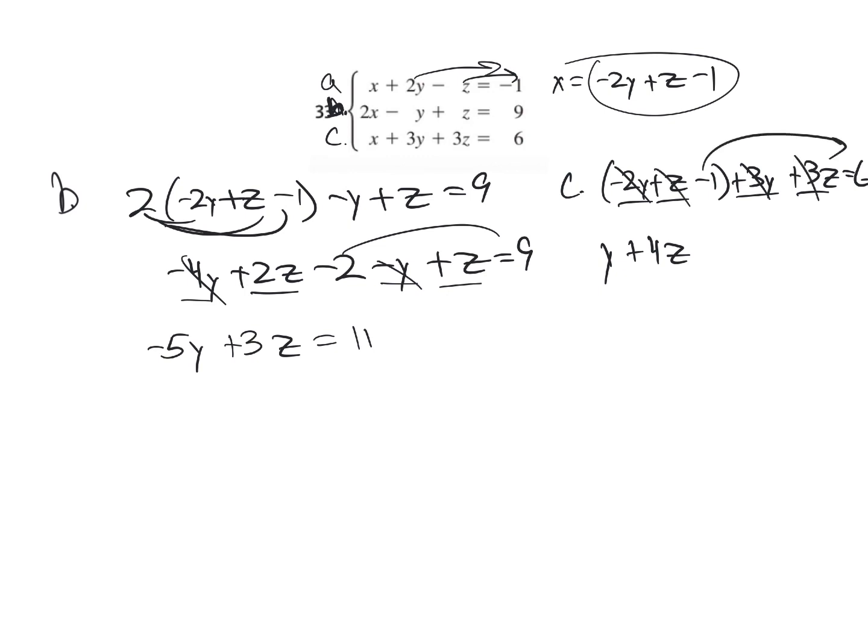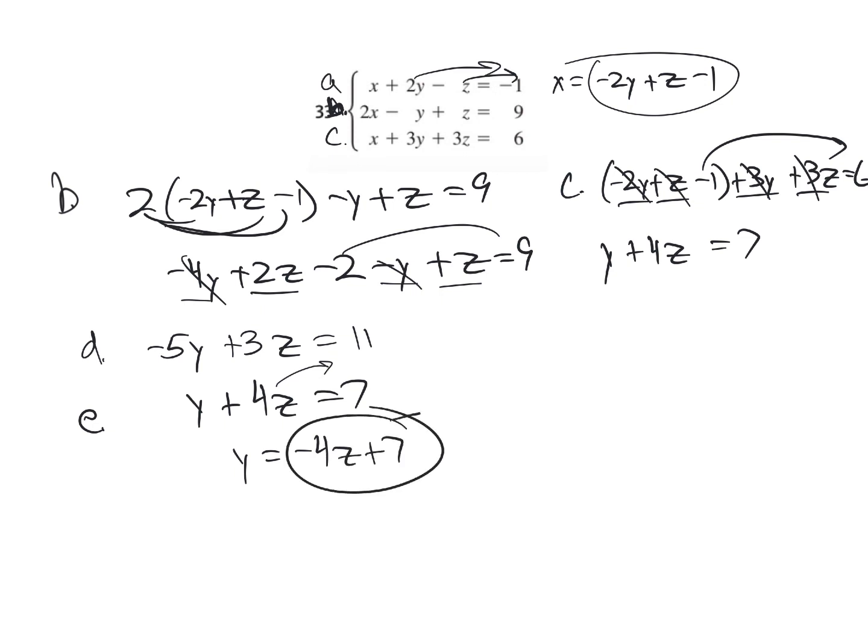And we'll add 1 to the right side, that's 7. So now we have 2 equations and 2 unknowns. So I'm going to solve the second one. We'll call this D and E. Let's solve E for y. Let's move the 4z over. So that's y equals negative 4z plus 7. And we'll substitute this in for this y. So negative 5 times y, which is negative 4z plus 7, plus 3z equals 11.